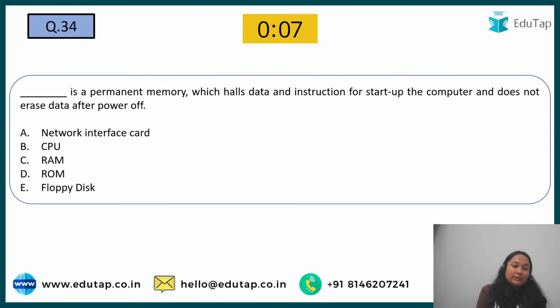Next question: dash is the permanent memory which holds data and instruction for startup the computer and does not erase the data after power off. So what we are talking about, we are talking about the data and instruction that is required to start the computer. You have clicked on the switch on button. How does your computer know, okay, this is the time to brighten up the monitor, to show the icon of operating system? Where are all the instructions stored? So this you will have to tell me.